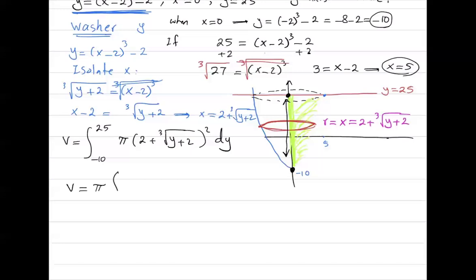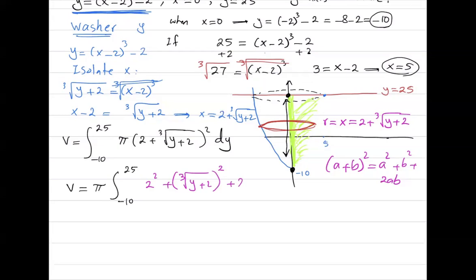Volume is equal to pi. I'm going to just take this pi and write it in front. Pi, the definite integral from -10 to 25. I'm going to raise it to the second power. So remember that whenever you had (a plus b) to the second, it was a squared plus b squared plus 2ab. So we are doing the same thing here. So you have 2 squared plus the third root of y plus 2, raised to the second, plus 2 times the third root of y plus 2, and then dy.